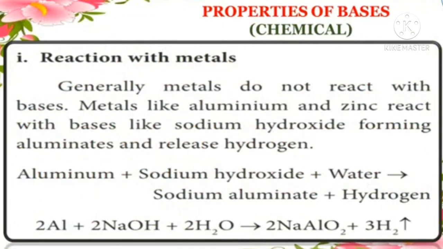Properties of bases. Chemical properties. Reaction with metals. Generally, metals do not react with bases. Metals like aluminium and zinc react with bases like sodium hydroxide, forming aluminates and releasing hydrogen. Example, aluminium plus sodium hydroxide plus water gives sodium aluminate, 2NaAlO2, plus hydrogen gas.